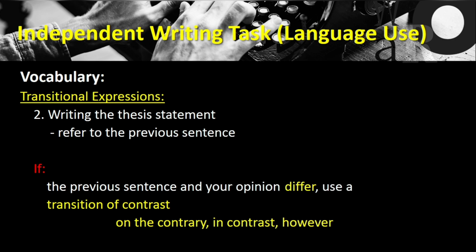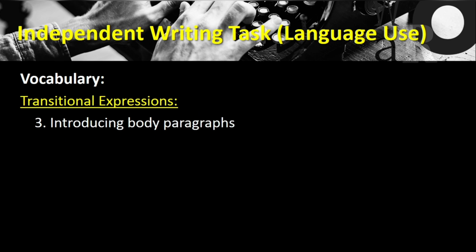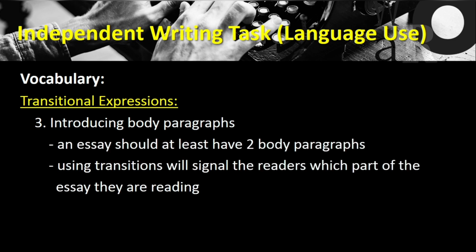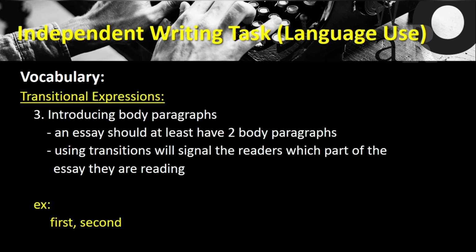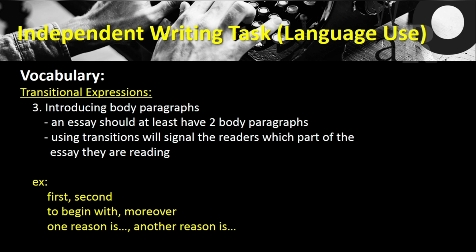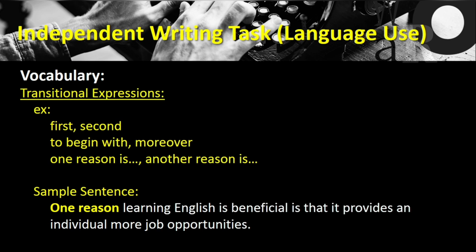And so, the next part of the essay that needs the use of transitional expressions is when you introduce your body paragraphs. Remember, you at least need to write 2 body paragraphs, so making use of transitions will signal your readers which part of your essay they are reading. When writing your body paragraphs, it is best to start with transitions like, first, second, or, to begin with, moreover. You may also use expressions like, one reason is, another reason is. For instance, one reason learning English is beneficial is that it provides an individual more job opportunities.